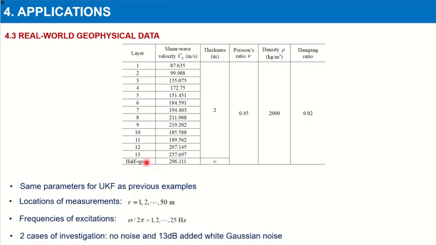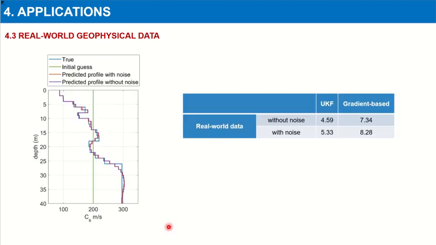And the final problem we consider is the application of UKF to real world geophysical data, which has very irregular layers. For this problem, we also consider the noise. Here is a result. For this case, as you can see, the UKF algorithm can predict the result with very excellent accuracy.